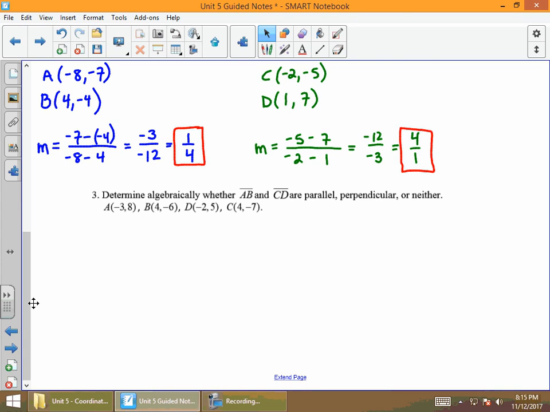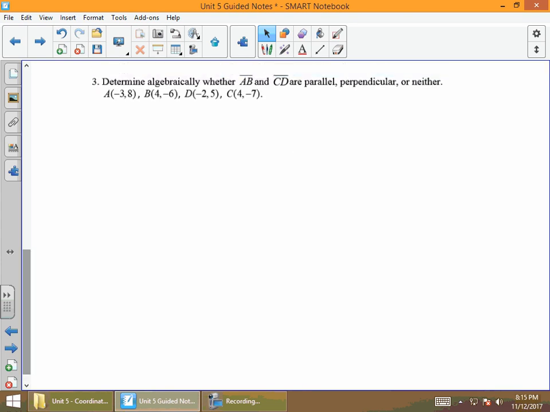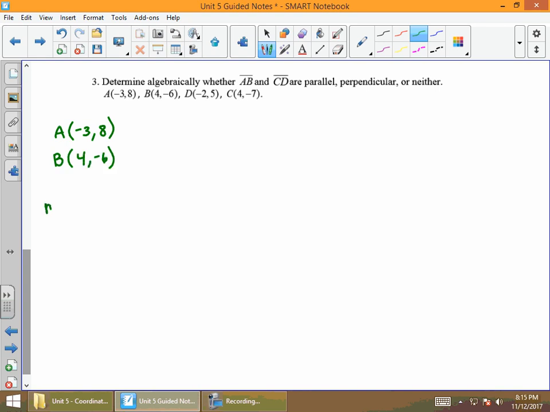Take a look at the last example, example 3. Doing the same thing. Determine algebraically whether AB and CD are parallel or perpendicular. So I'm going to start with points A and B. A is at negative 3, 8. B is at 4, negative 6. So the slope is y's over x's, so 8 minus negative 6 over negative 3 minus 4. 8 minus negative 6 is 14. And negative 3 minus 4 is negative 7. Reduce this to negative 2 over 1.